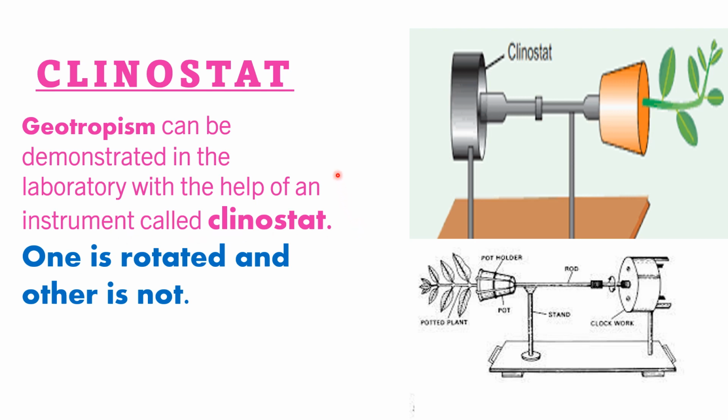Then name the instrument which helps to demonstrate geotropism in the laboratory. That is clinostat. What is the purpose of this clinostat? You can see here we have to take two clinostats. It can allow a potted plant to rotate at a slow speed. Here we are taking two such instruments, which are fixed with potted plants horizontally.